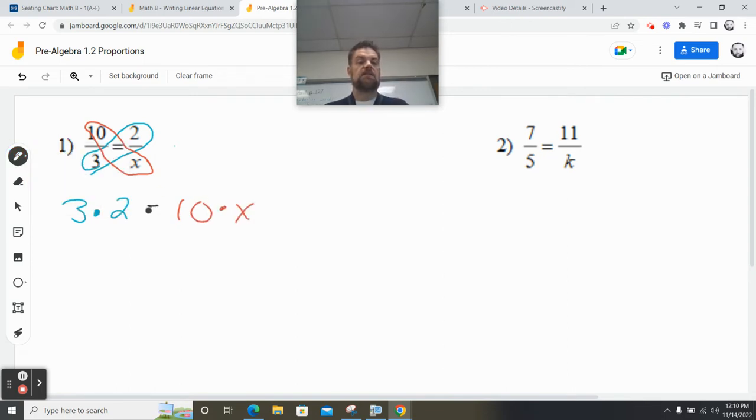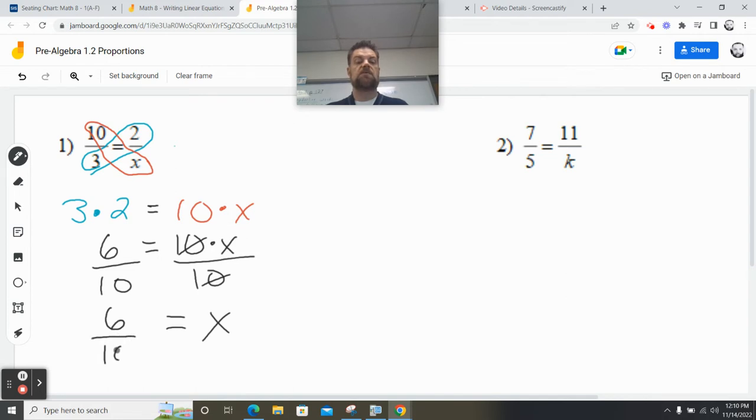And when you set them equal to each other, you just say, what's 3 times 2, guys? 6. And then I say that's equal to 10x. All right. Divide both sides by 10. And 10 divided by 10 is 1. 1 times x is x. And we get x is equal to 6 over 10.